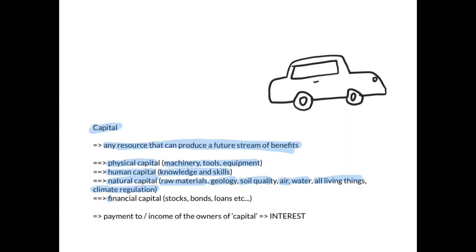And then there's financial capital, like stocks, bonds, loans, basically all financial instruments that can produce a future stream of benefits. Now, the payment to and the income of the owners of capital, or the capitalists, is called interest. So remember, the payment to the owners of land, which is their income, is rent. The payment to the owners of labor, which is their income, is wage. The payment to the owners of capital, which is their income, is interest.